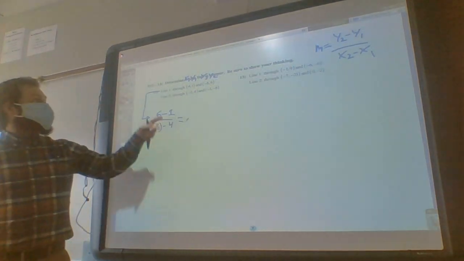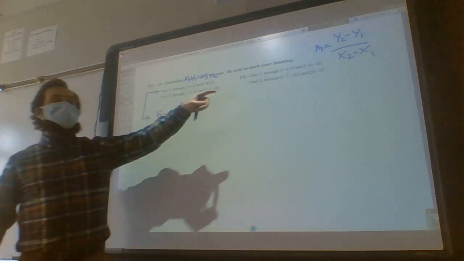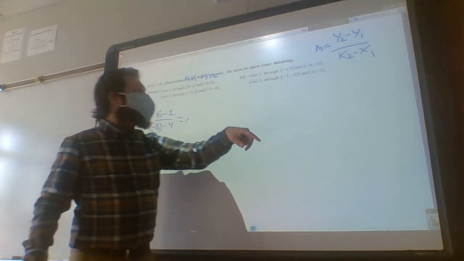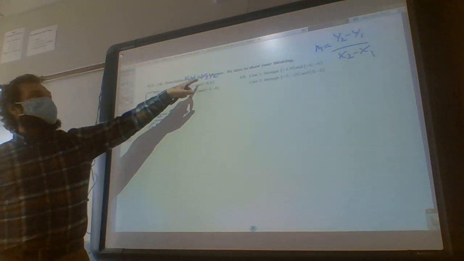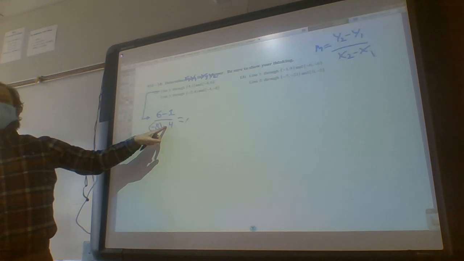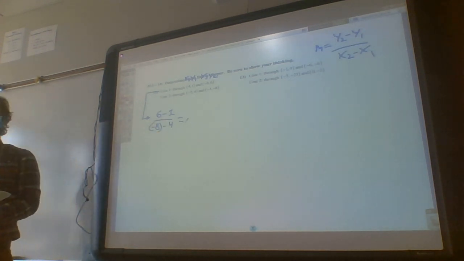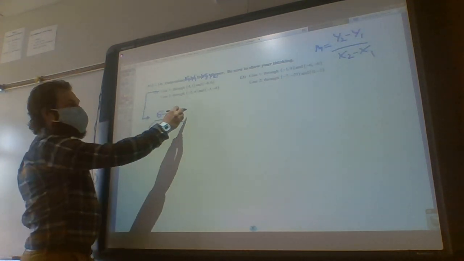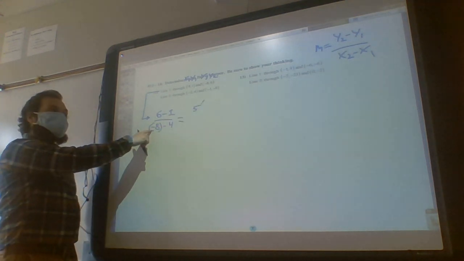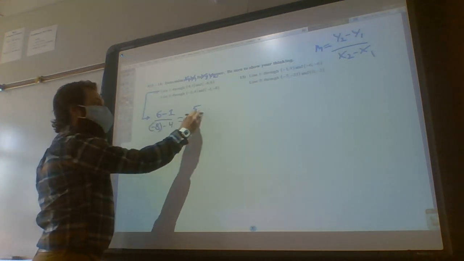Okay, so we're looking at number 12 using our slope formula. I labeled my x1, y1, x2, y2, and plugged them into the formula here. And now we just have to simplify. 6 minus 1 is 5. Negative 8 minus 4, we get a negative 12.